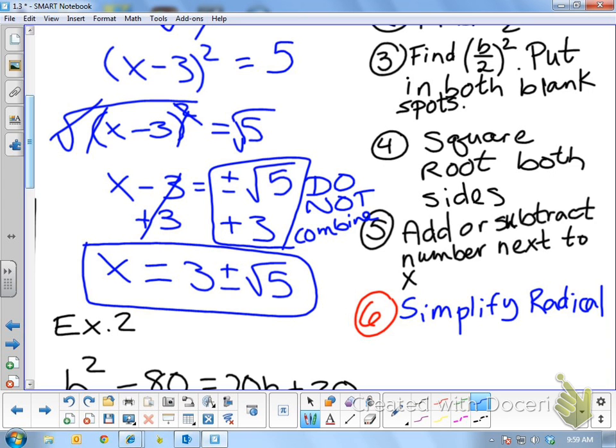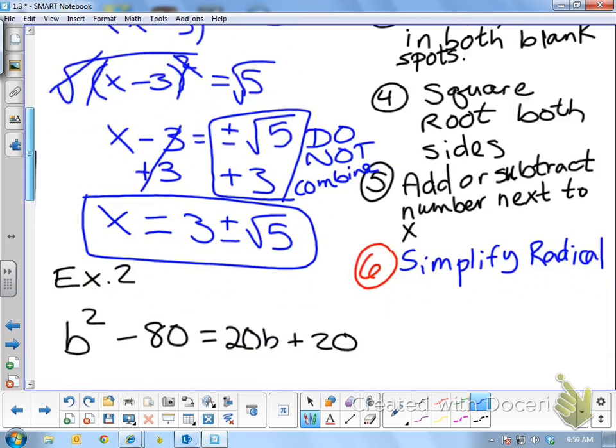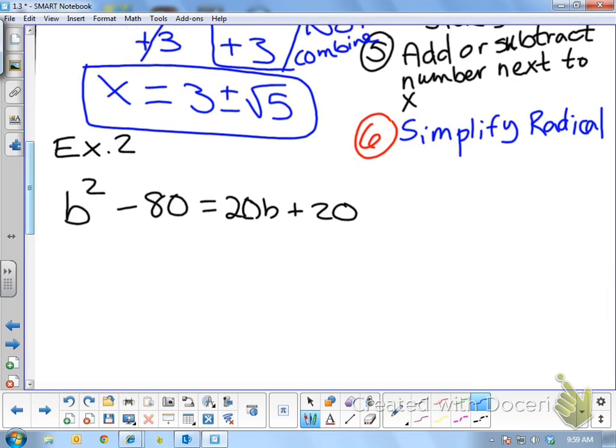Okay, the second example. The first 5 steps are always the same of completing the square. So example 2, example 3, first 5 steps the same. It's that simplifying that can change. So we're going to do example 2 together, and then I think example 3 I'll have you try the first part on your own. And then we'll talk about the simplifying part together on example 3. So this time we're not going to be writing notes as we go through the problem. We're just going to show this is how we do it. This is the process.